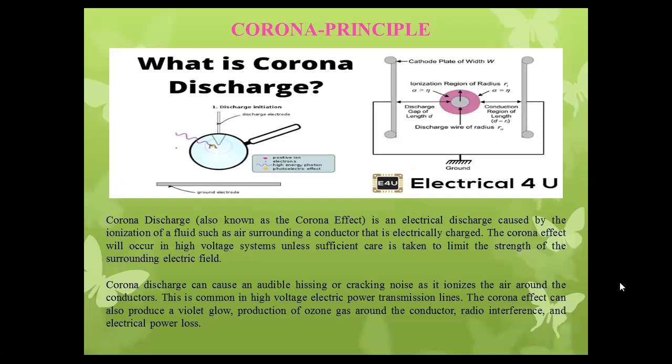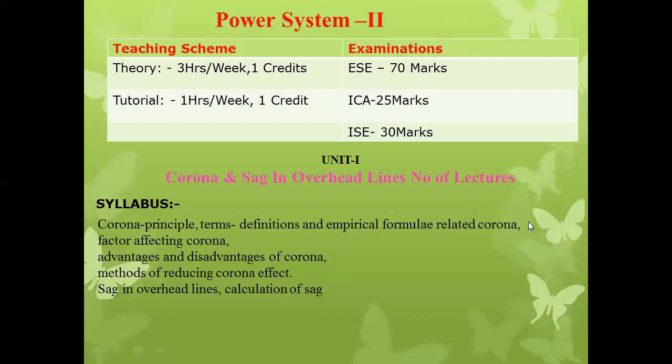Okay, last class we have seen the syllabus of Power System 2, and also we have studied the examination scheme for Power System 2. Once again I will repeat: theory lectures for Power System 2 are 3 per week, having 3 credits, and 1 tutorial hour per week, having 1 credit. Total credit will be 4.